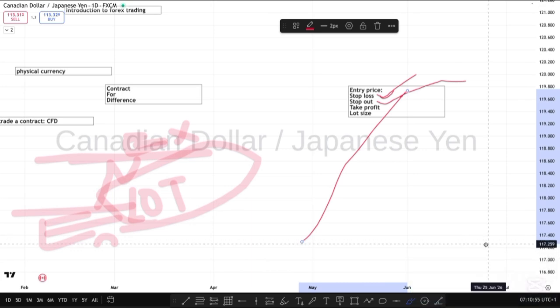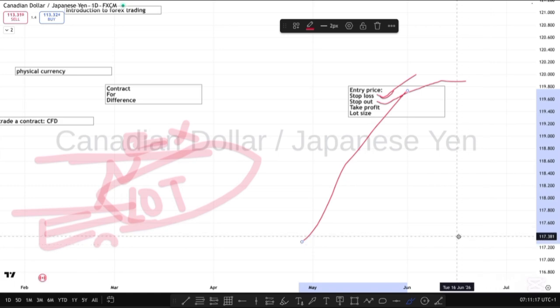So then what is a lot size? Lot size is usually the biggest pitfall for most traders. It's where most traders usually die. Most accounts die, right? Now, your lot size in trading is the amount or the quantity of that instrument or that pair that you want to buy or sell.